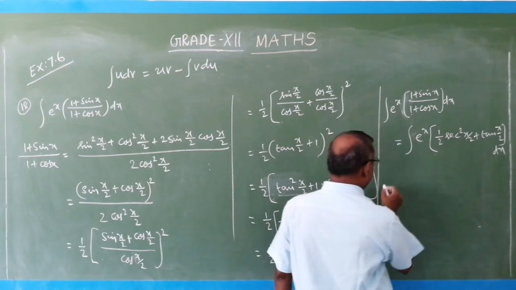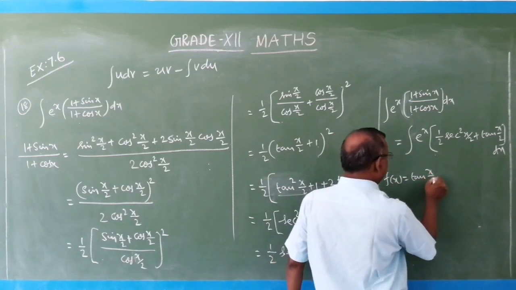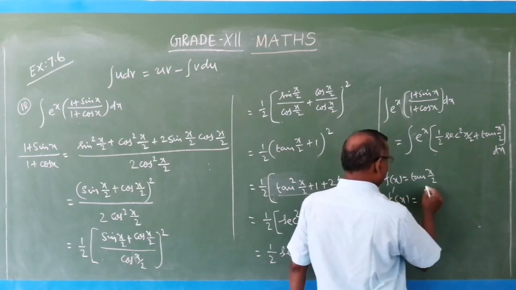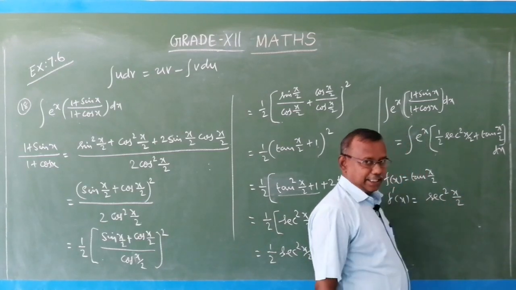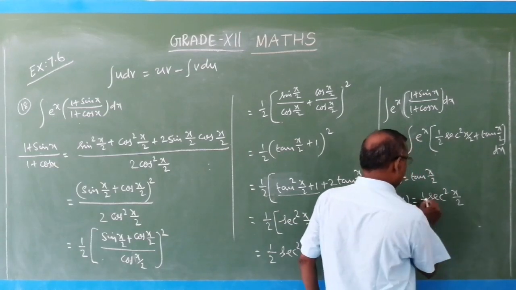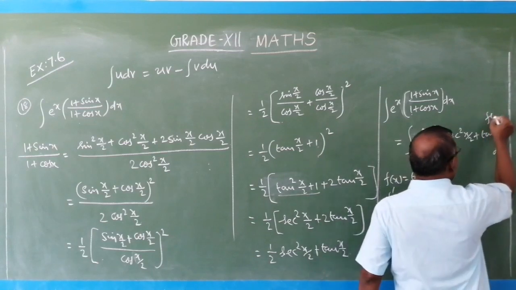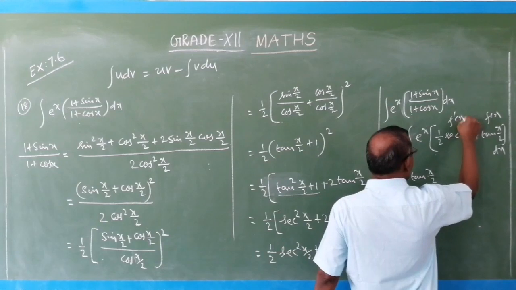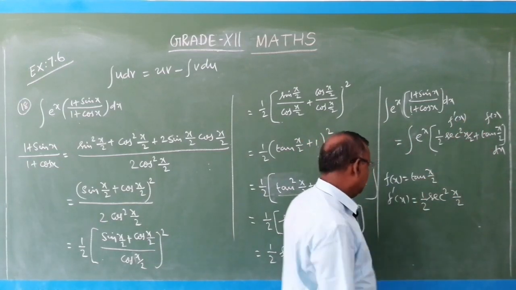Now take f of x equal to tan x by 2. So f dash of x is secant square x by 2, because the derivative of tan of something is secant square something, and differentiating x by 2 we have 1 by 2. So tan x by 2 equals f of x and 1 by 2 secant square x by 2 equals f dash of x. So we can apply the formula e power x into f of x plus f dash of x.